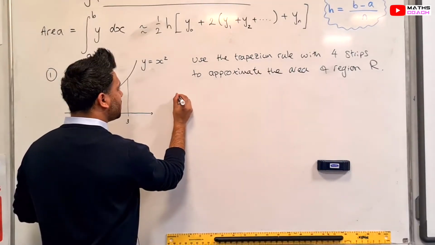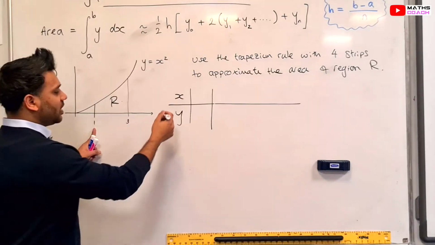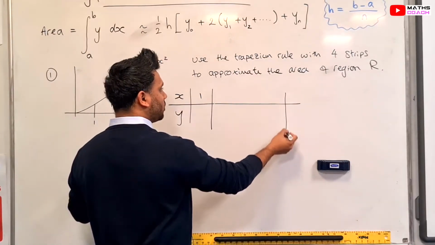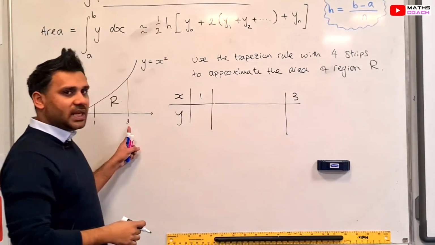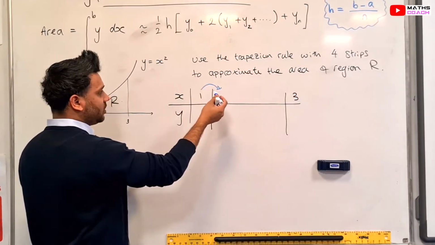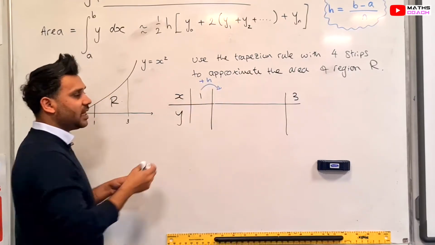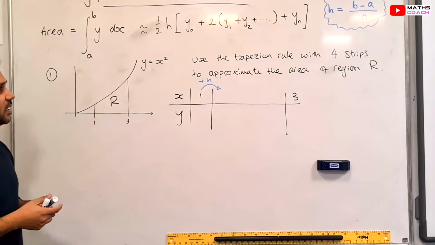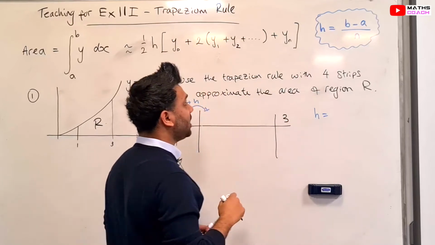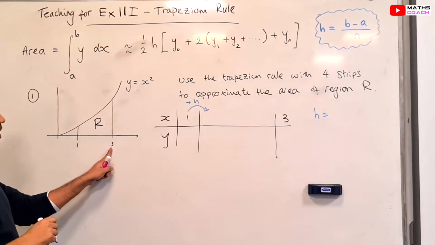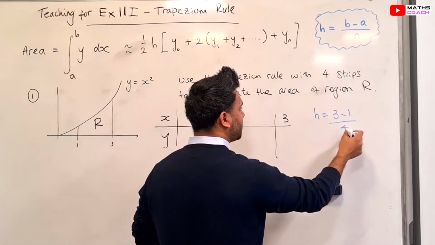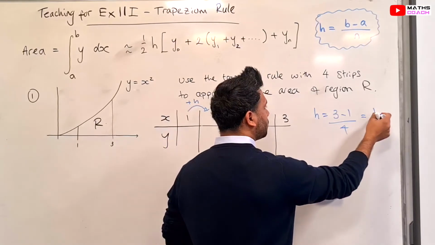Now, what we need to do first is set up a table of values. The first x value is x equals 1, and we know the last x value needs to be x equals 3. Now, everything in between needs an equal amount of jump from one value to the next. And to do that, all we do is plus on the h, the height of your trapeziums. Now, to work out what the actual height is, we can look at the formula. h is equal to b minus a divided by the number of strips. So in this case, we have 3 minus 1, 3 take away 1, divided by the number of strips. So that's 2 divided by 4, which is equal to a half.